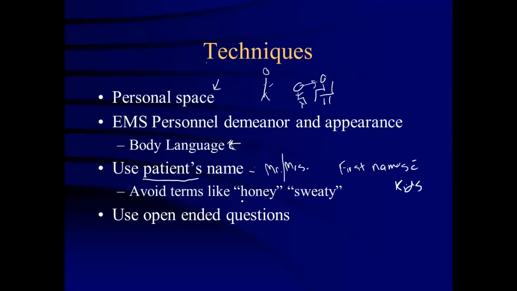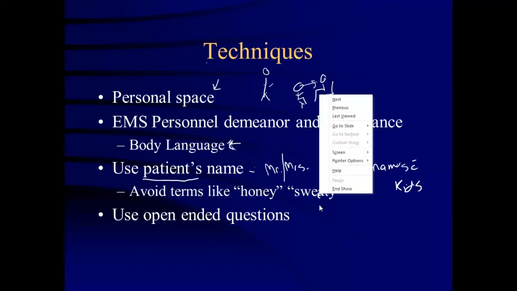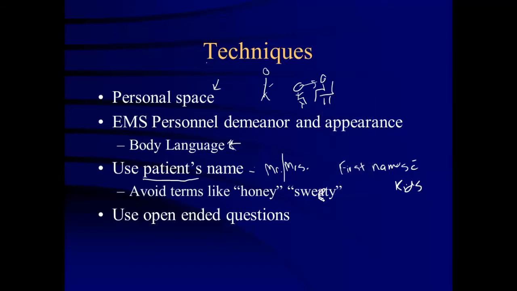Avoid terms like honey or sweetie. Gotta love autocorrect here. Honey or sweaty. No, definitely don't call them sweaty. Avoid terms like honey or sweetie or hun. Use ma'am or sir. And we're also going to use open-ended questions.